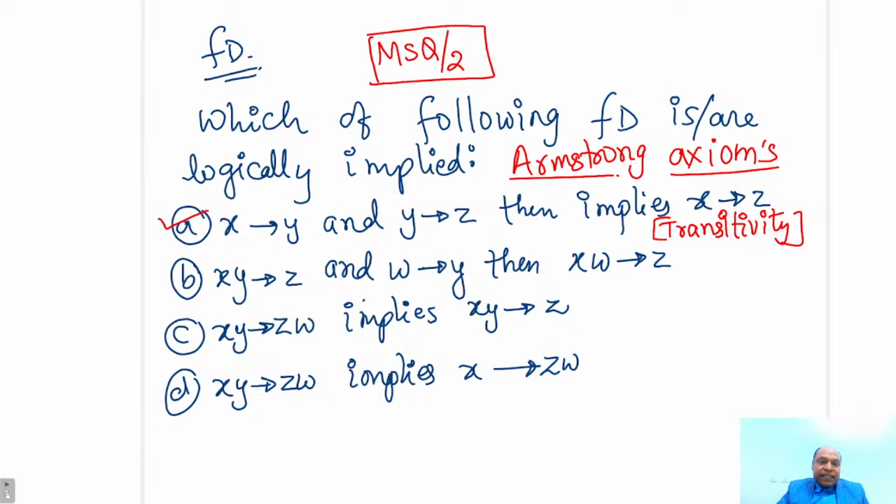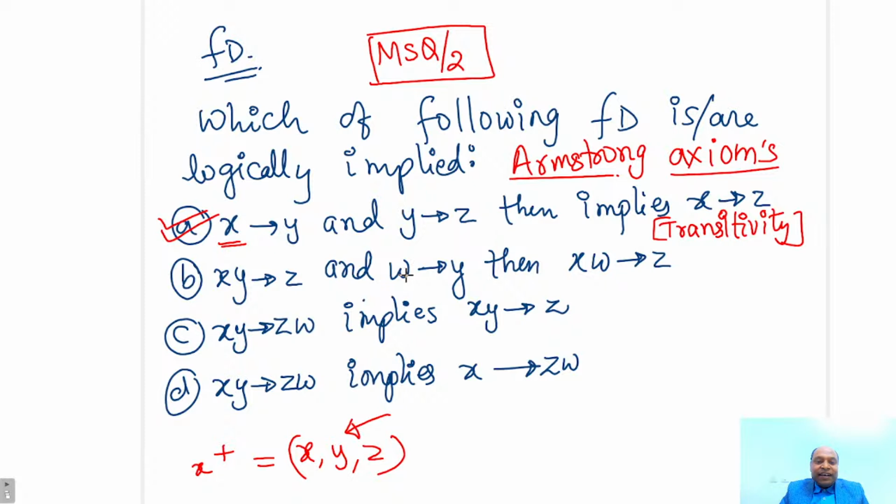So yes, it is logically implied. In another way, we can take the closure of x. X derives y, so x is there, y is there, and y derives z, so z is there. That means XZ is implied here. So we can have both ways, the same formula.